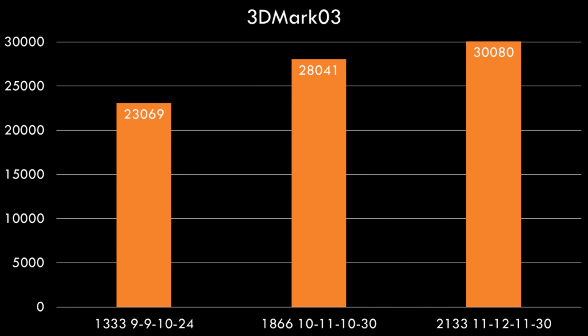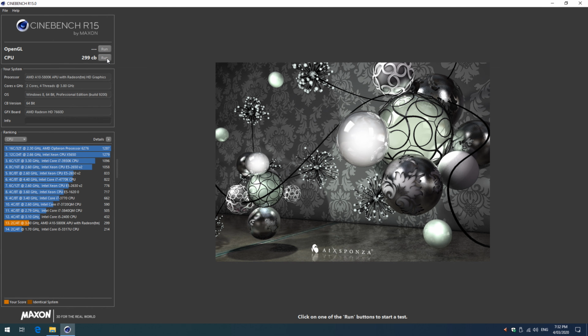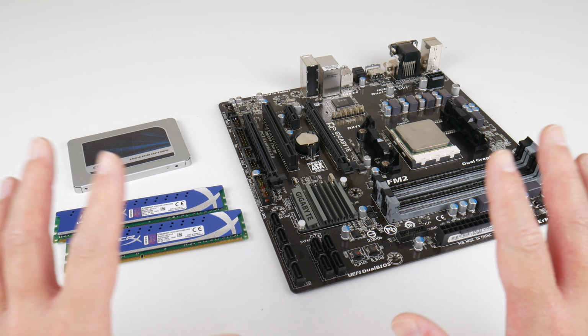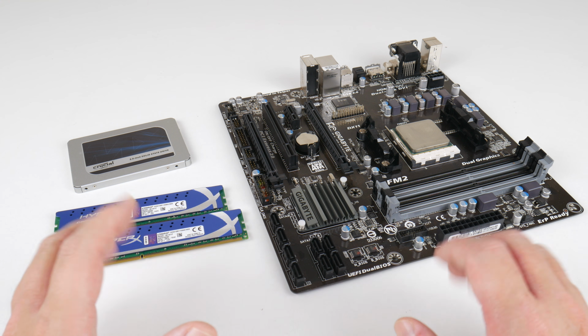Switching up to 2133, we do see a slight boost, but it's probably not worth finding some extreme memory in order to extract that little bit of performance out of this APU. But now back to Windows 10. So I ran Cinebench R15, we're getting 299 points, and in Cinebench R20, we're getting 634. All the benchmarks are being tested with the memory running at 2133, just so you know.